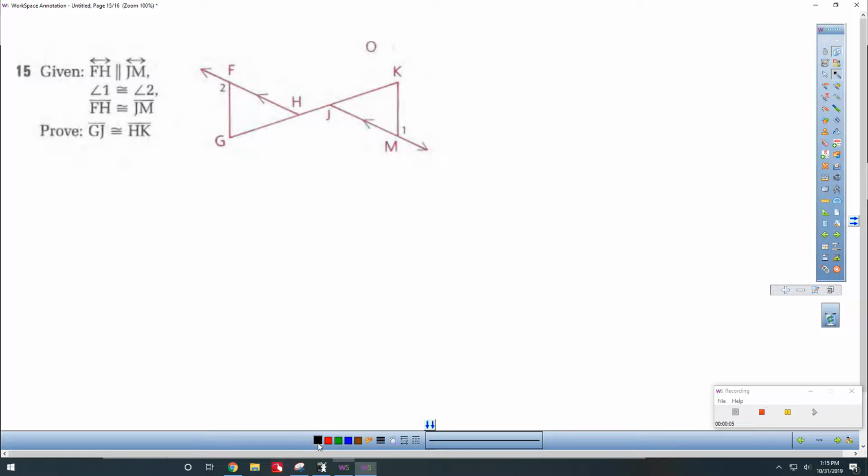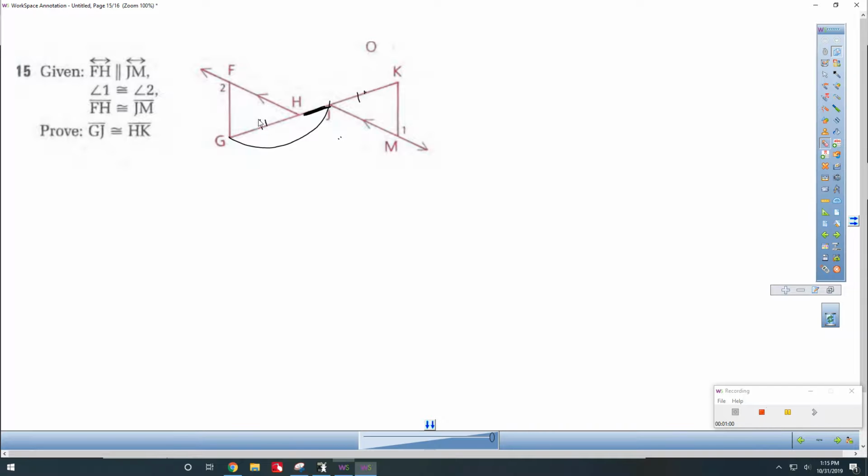All right. So we're trying to prove that GJ is congruent to KH. Now notice, that already looks weird, because we're not going to be able to CPCTC our way there. But I think we can get to CPCTC there, right? And then if we add the same segment to two congruent segments, what's that called? Segment addition. So that's what the end's going to look like.